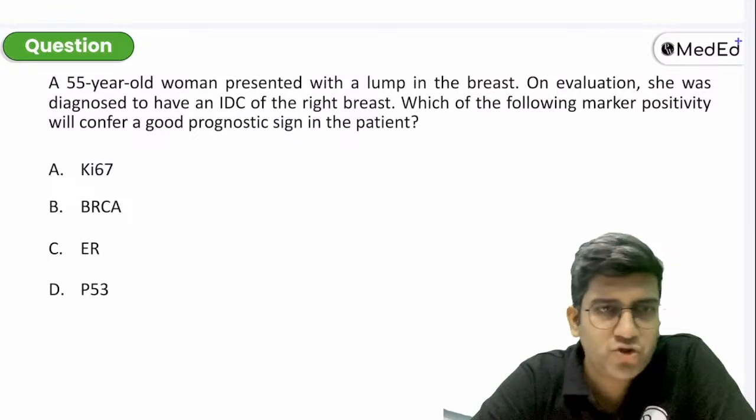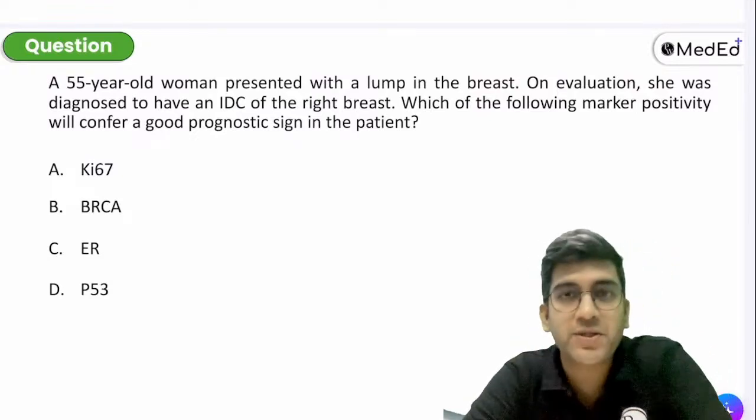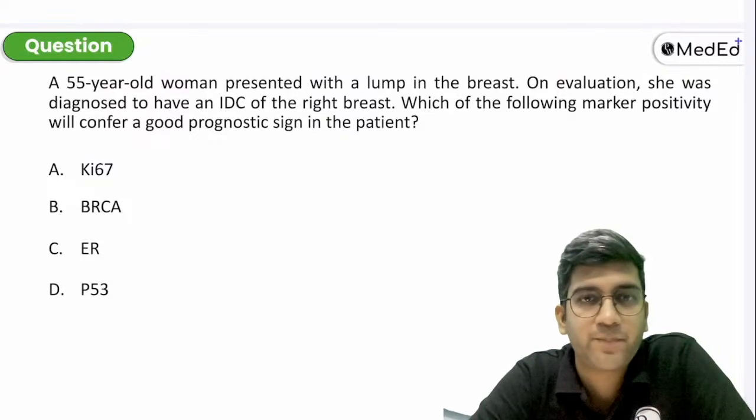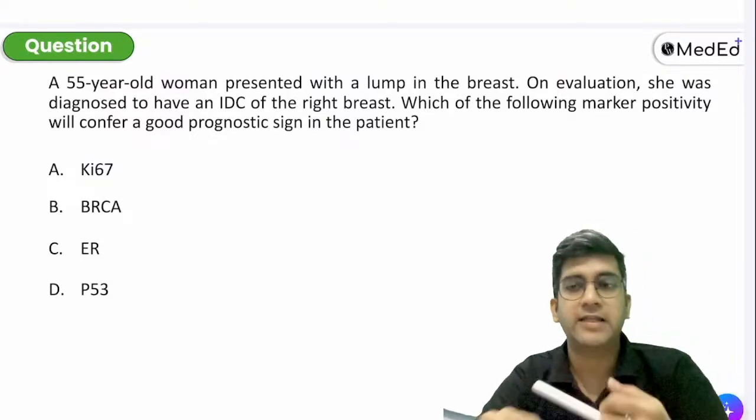B, C. Okay, others? There are two different options. Let's see what will be the right answer. B or C? C. Okay, let's discuss.